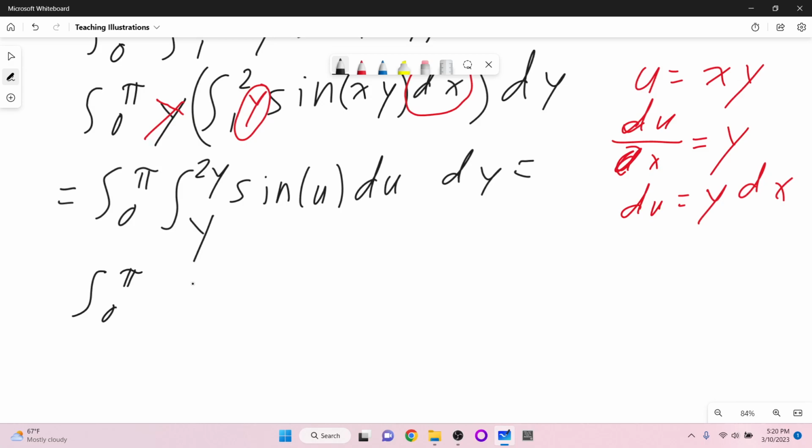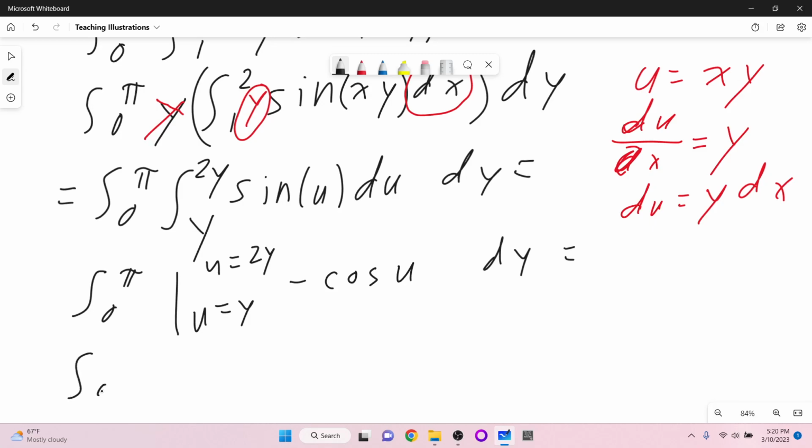So anyway, 0 to pi, u goes from y to 2y, of the antiderivative of sine, which is negative cosine of u, and then dy out here. Then it becomes the integral from 0 to pi of negative cosine 2y plus cosine of y dy, because you plug in 2y and you plug in y and you subtract them, negative, negative becomes positive.